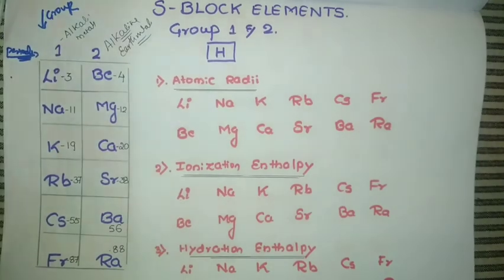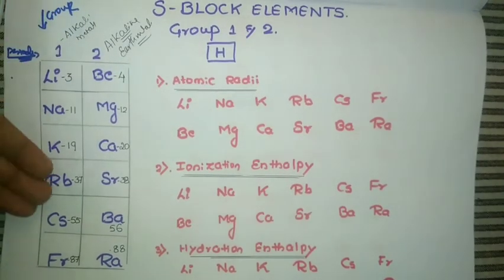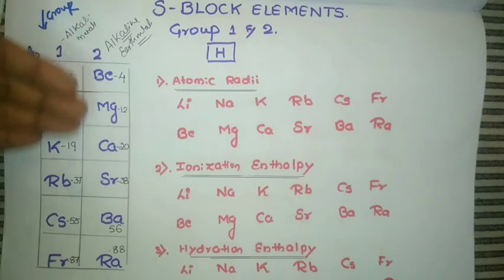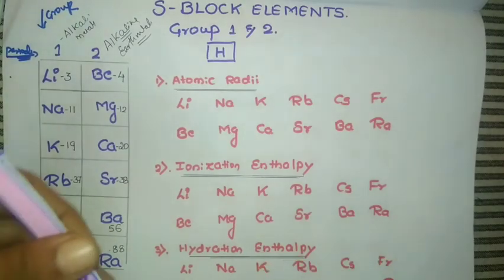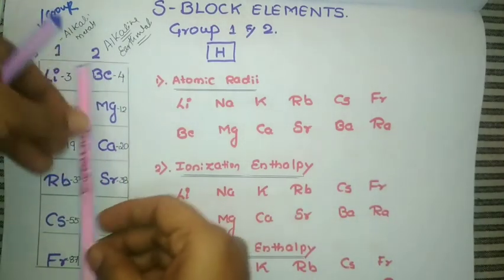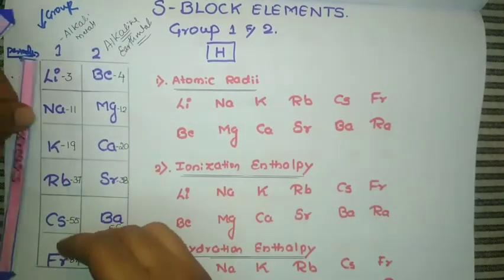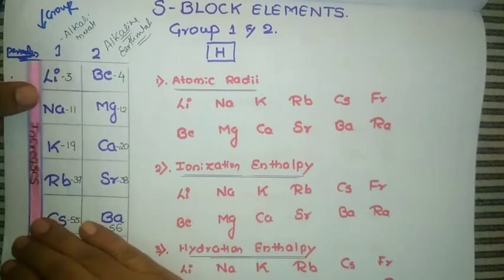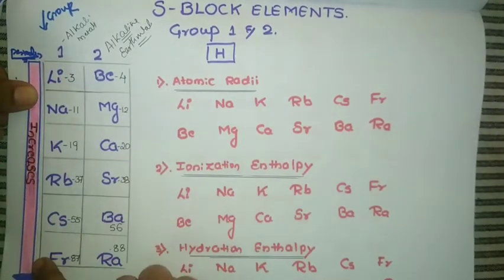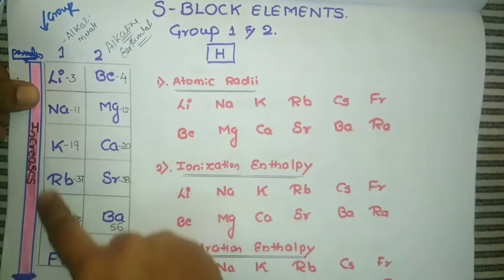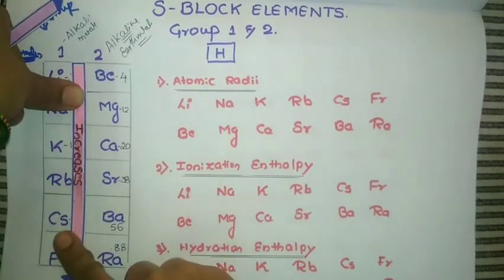We know that after lithium, sodium, potassium, rubidium, cesium, francium, as we go down the group, the atomic radii, or the size of a particular element, goes on increasing. Why? This is how you can remember: as we go down the group, there is an increase in the atomic radii, for group 1 as well as for group 2.